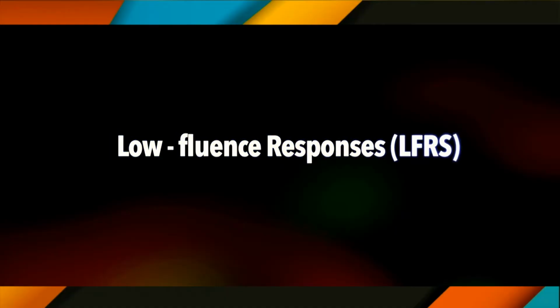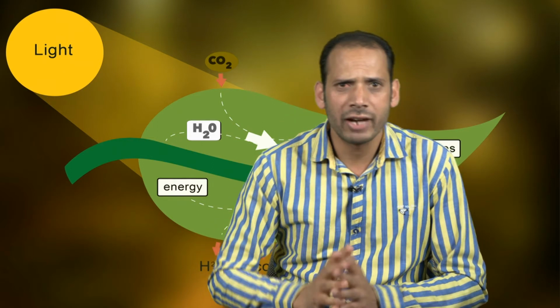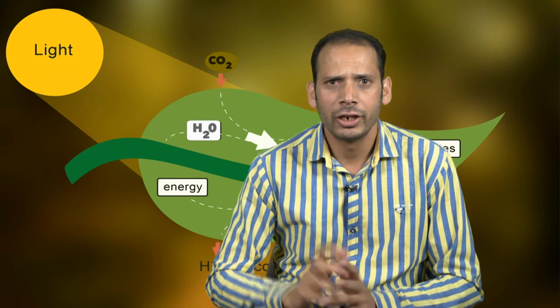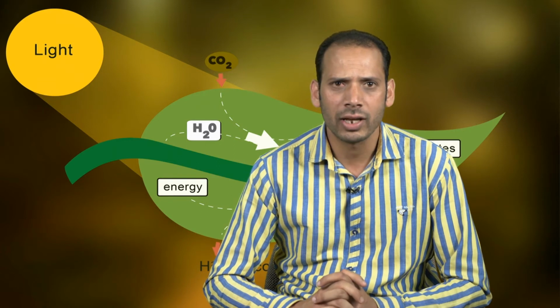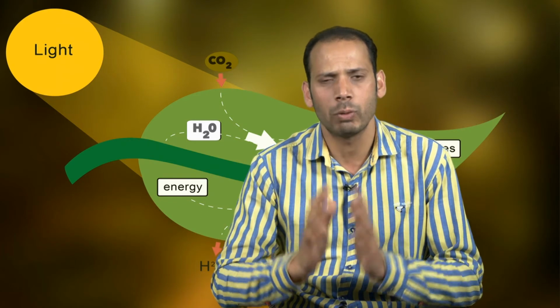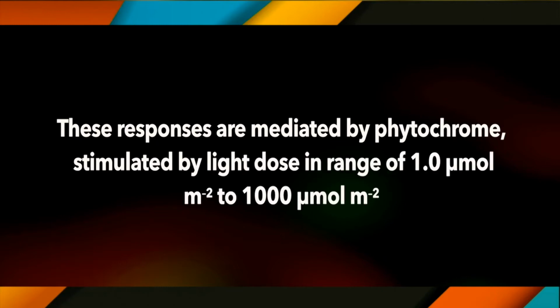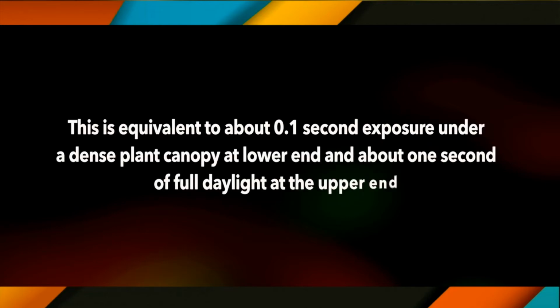Now, low fluence responses. The classical red/far-red photoreversible responses discovered by Hendricks and Borthwick et al. are known as low fluence responses. These responses are mediated by phytochrome and stimulated by light doses in the range of 1 micromole per square meter to 1000 micromoles per square meter. This is equivalent to about a 0.1 second exposure under a dense plant canopy at the lower end and about 1 second of full daylight at the upper end.